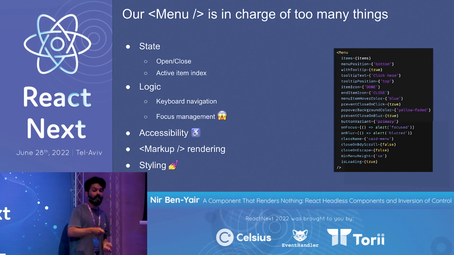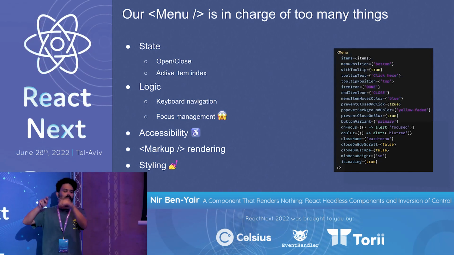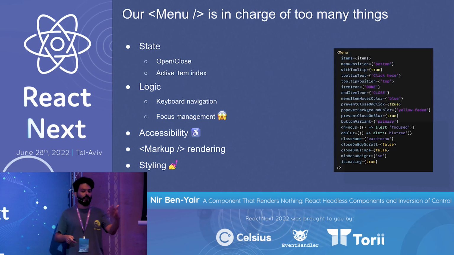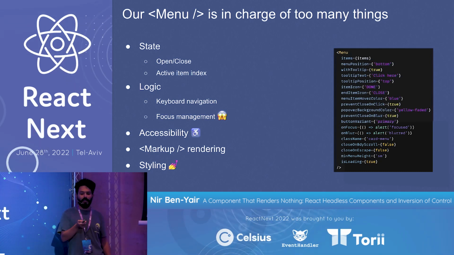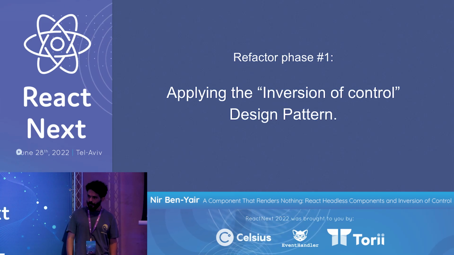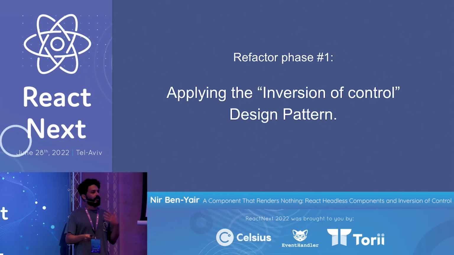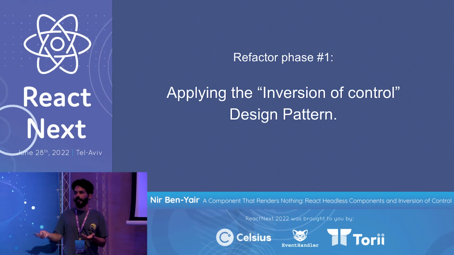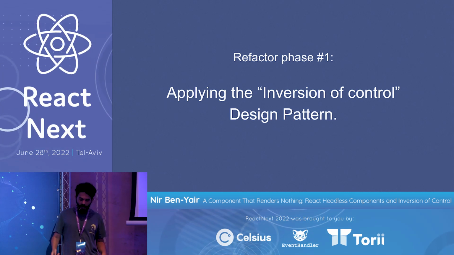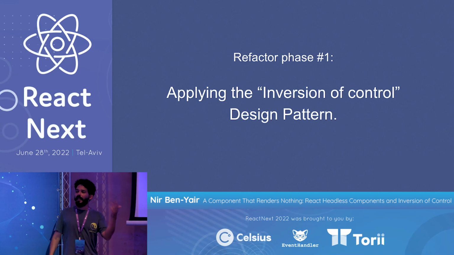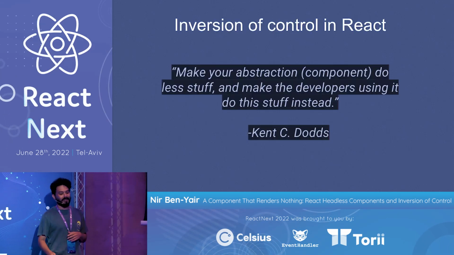It's in charge of state, if it's open or closed, and the active item index. It's in charge of logic, keyboard navigation, and focus management, accessibility stuff, markup rendering, and styling. So it's in charge of too many things, and we need to start reducing some responsibility from the menu component, and we started by applying the inversion of control design pattern.